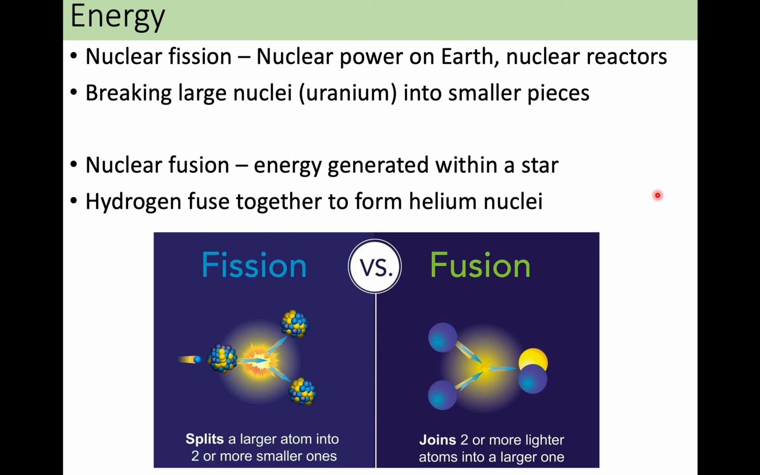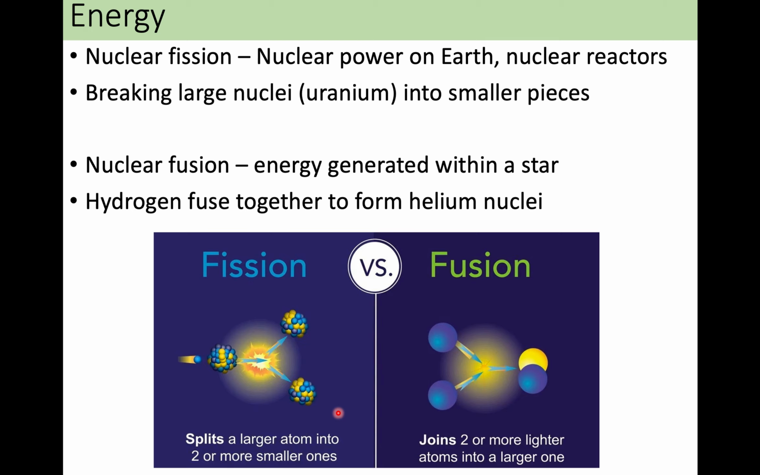So when we think about stars, we have to think about their source of energy. So there's two types of nuclear energy. On Earth, we have what is called nuclear fission. So this is the nuclear power that we use on Earth. It is what is happening in nuclear reactors, where large nuclei are being broken into smaller pieces. So it's generally uranium that is used. So here we have a larger atom. Nuclear fission is where we split that into two smaller atoms.